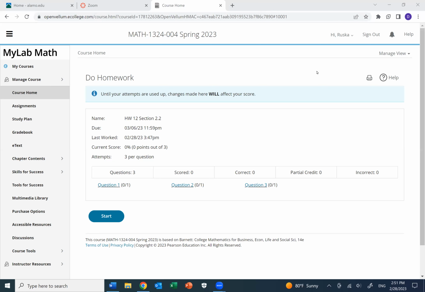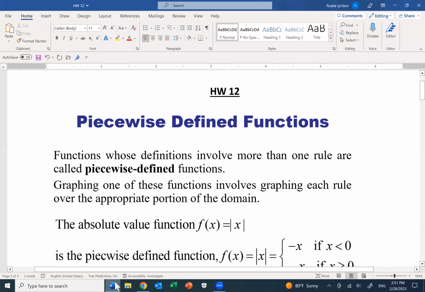Hello, class. Today I'm going to go over homework 12. Homework 12 has only 3 questions, but a lot of information. So I'm going to start with the handout I'm going to attach to Canvas. When you go to Canvas, you're going to see this file available with the homework 12.